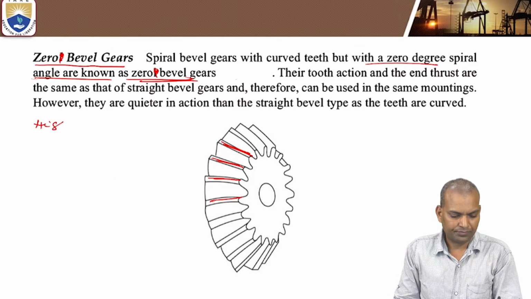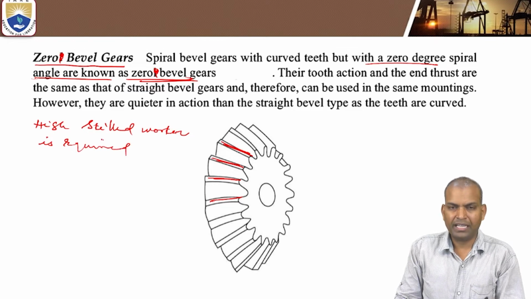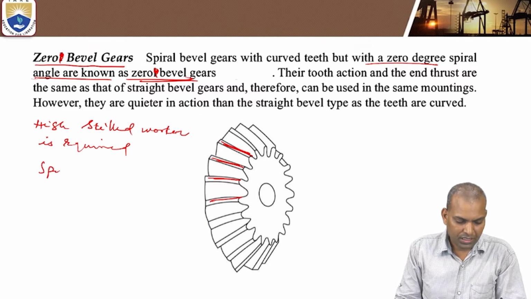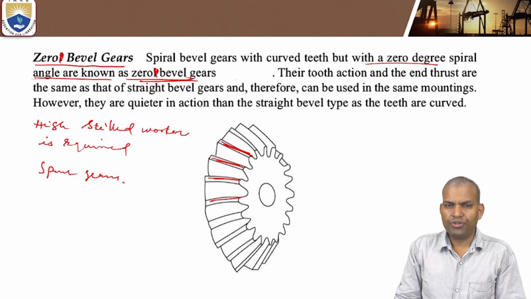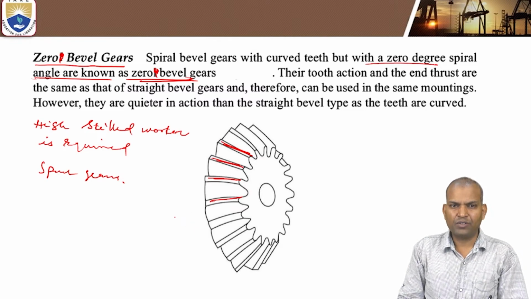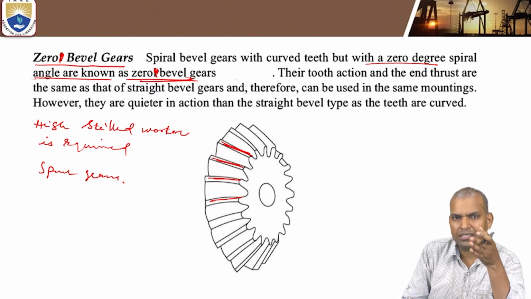A highly skilled worker is required to fabricate these zero bevel gears in comparison to spur gears. And one more thing, the coefficient of friction is higher in the case of zero bevel gears in comparison to spur gears. In the case of spur gears, if there is any thrust along the x-axis, that thrust causes the gears to slide from the meshing position.